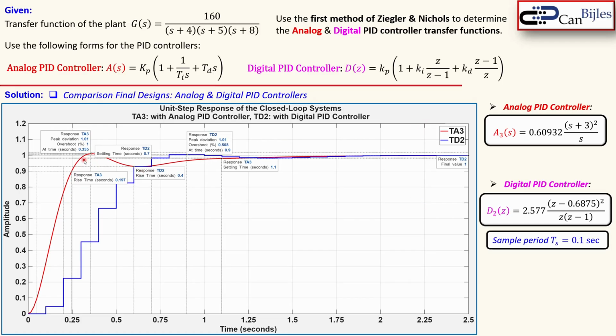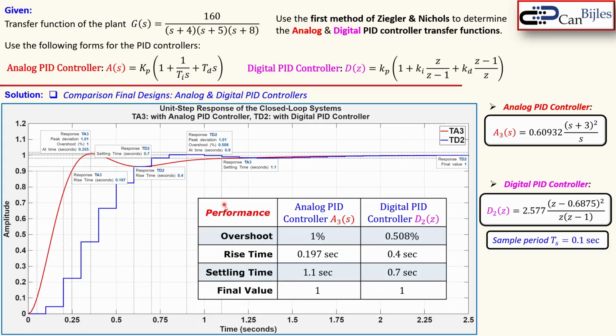Here is the unit step response for both closed-loop transfer functions. The red one is for the analog and the blue one is for the digital domain. So TA3 is the closed-loop transfer function for the analog and TD2 is for the digital. What do you see? Well, let's look at the performance. I also put here the extra performance rise time. So we have the overshoot, rise time, settling time, and the final value. Here the closed-loop system with the analog PID and the digital PID on the right column.